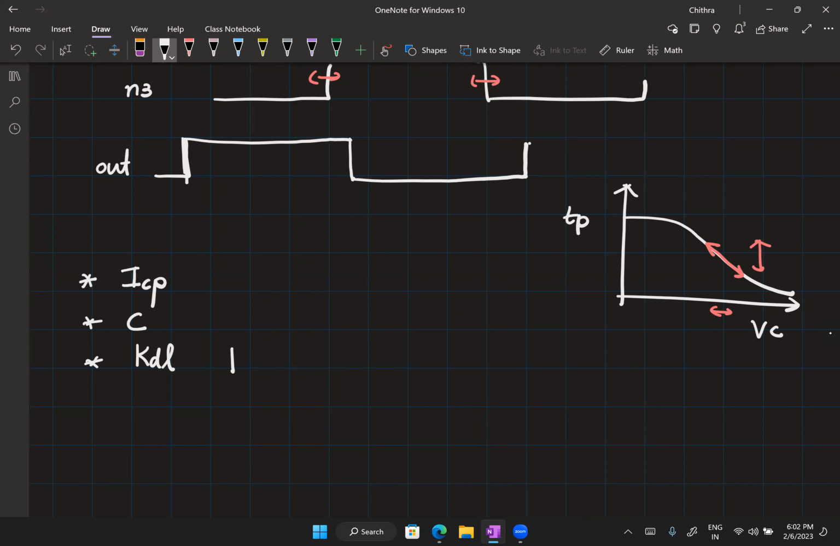KDL should be small. That is very obvious. C should be large. Why should C be large? So is there a general statement? What all of you are telling is correct, but is there a generalized statement?